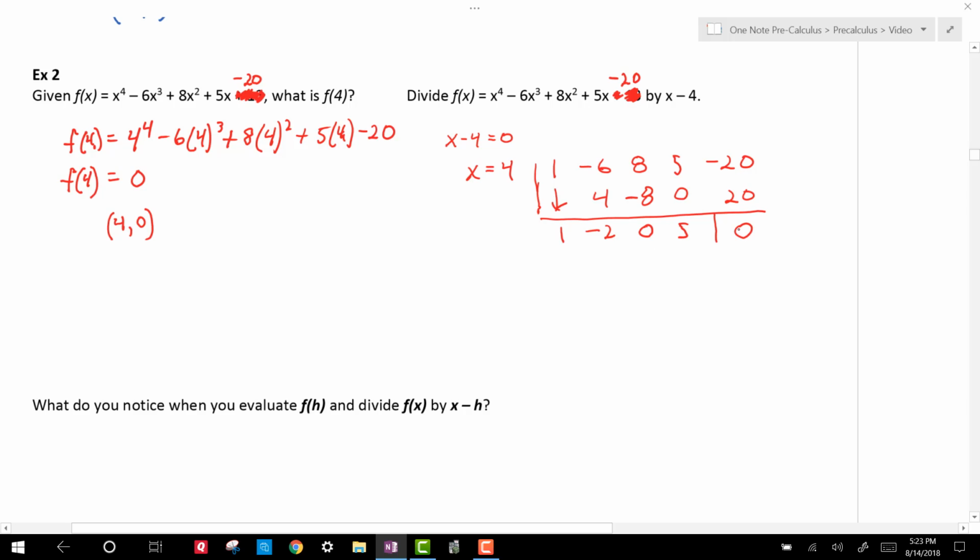Okay? So what this is telling me is that because 4, 0 is a point on the graph, okay?